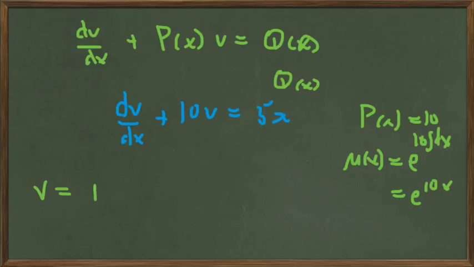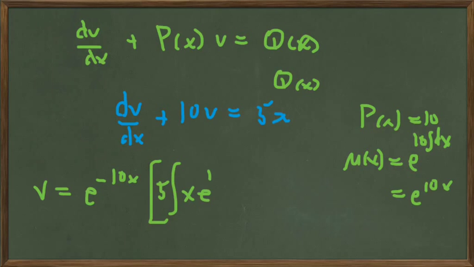So v is 1 over mu of x, which is e to the minus 10x, times the integral of mu of x q of x, which is 5x e to the 10x dx, plus c. Well, it turns out that this integral that we have to do is a somewhat complicated one, a parts integral. So let's go to the next blackboard to do that and then come back to this point.